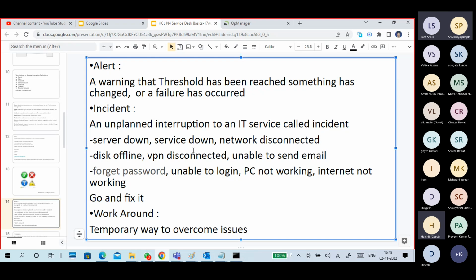Then you tell, yes, this is completed now. Service, so server is running. And what you have done, you replaced the RAM or you replaced the hard disk with this hard disk. That's it. Okay. So that incident occurred, you handled it and you fixed it.